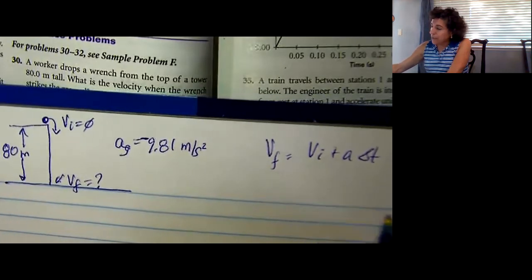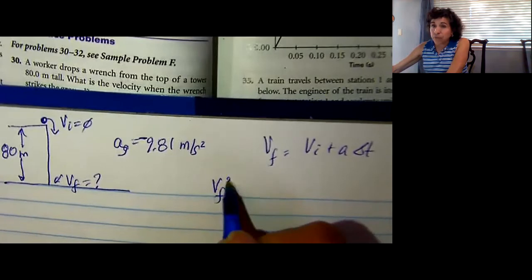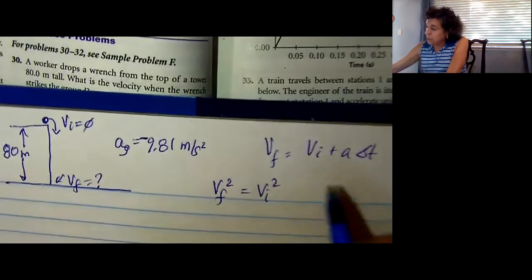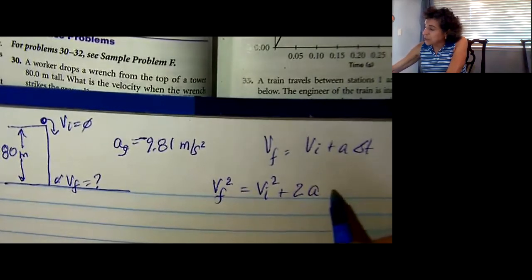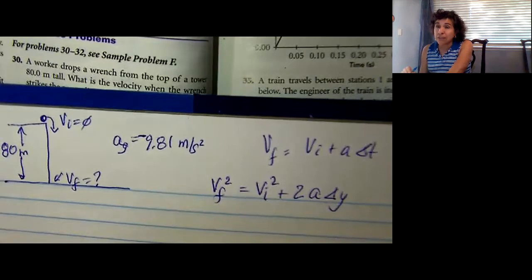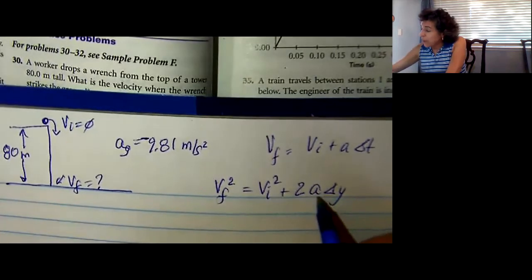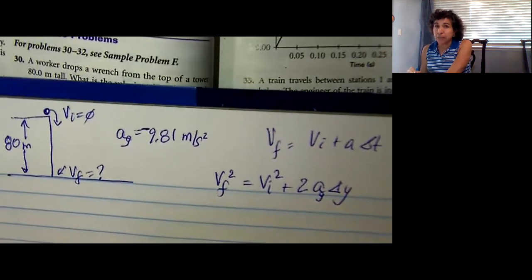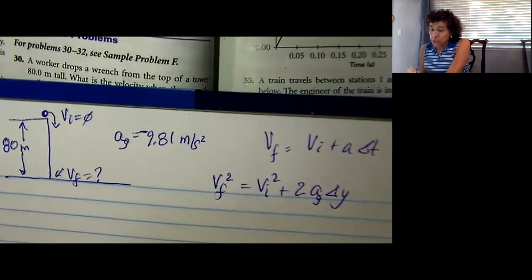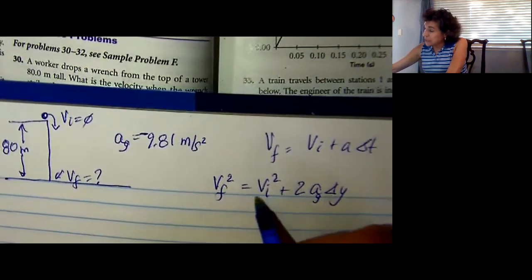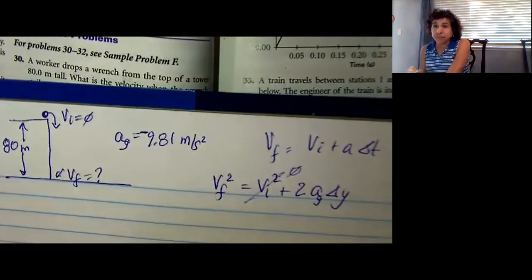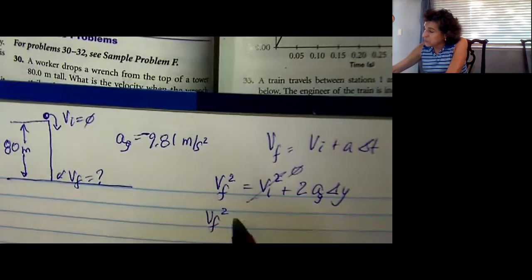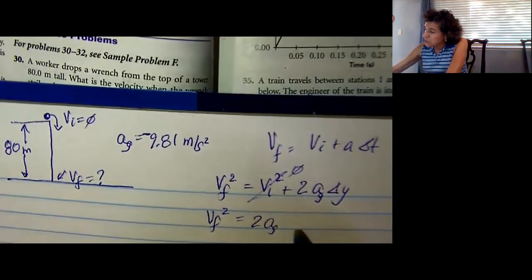So then I go to my other one. Here we go: V final squared is equal to V initial squared plus 2 times acceleration times delta y. This time it's in delta y, and we're in the y direction, so I have acceleration due to gravity. That's my equation for this problem. Interestingly enough, I know that the initial velocity is 0, so that whole term goes to 0. So V final squared is equal to 2 times the acceleration due to gravity times delta y.